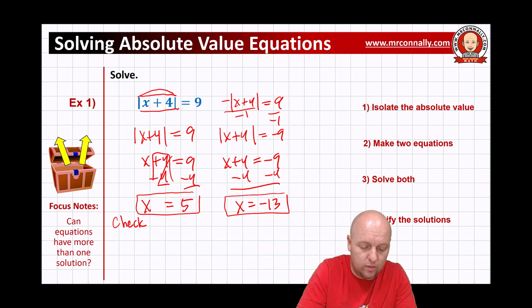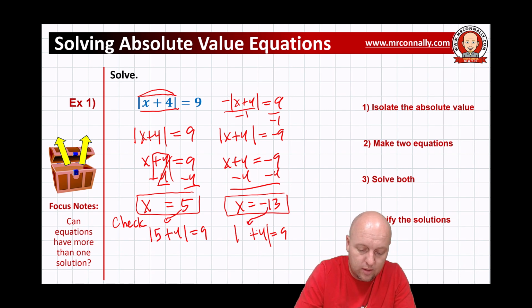Okay, so the original equation is the absolute value of x plus 4 equals 9. We'll just substitute our answers. So we'll put in 5 here, and we'll put in -13 here. That gives us the absolute value of 9 equals 9, which the absolute value of 9 is 9.